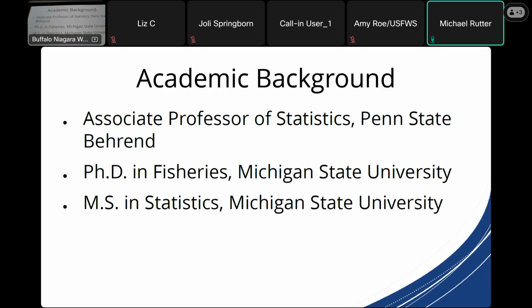A little bit about myself. I'm currently an associate professor of statistics at Penn State Behrend in Erie, Pennsylvania. Many years ago, I received a PhD in fisheries from Michigan State University. And while I was there, I also picked up a master's degree in statistics while at MSU. So that's kind of my academic background. Next slide, please.